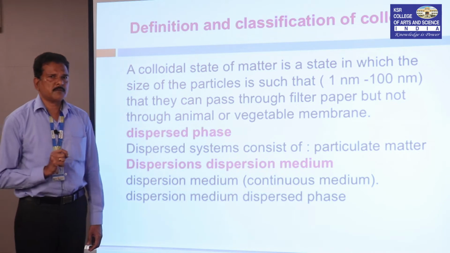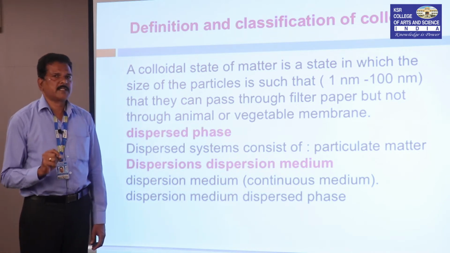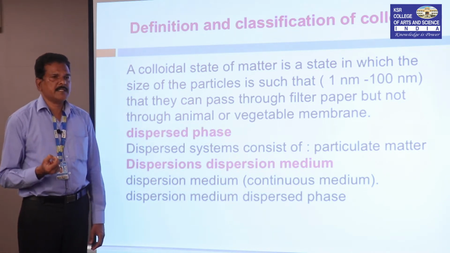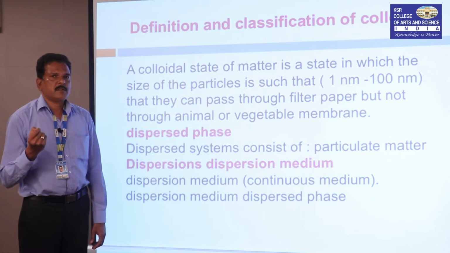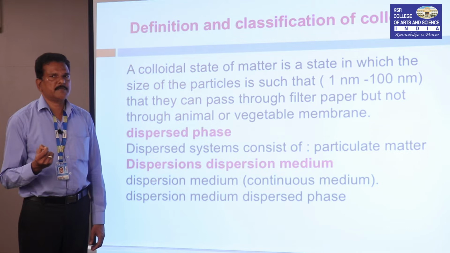But in the case of a colloidal solution, we can see the particles by using an ultra microscope. Then a true solution, when you pass light, will not scatter the light, but when you pass the light through the colloidal solution, we can notice the path of the beam. But in the case of a suspension, it is opaque. Light will not pass through the suspended particles.